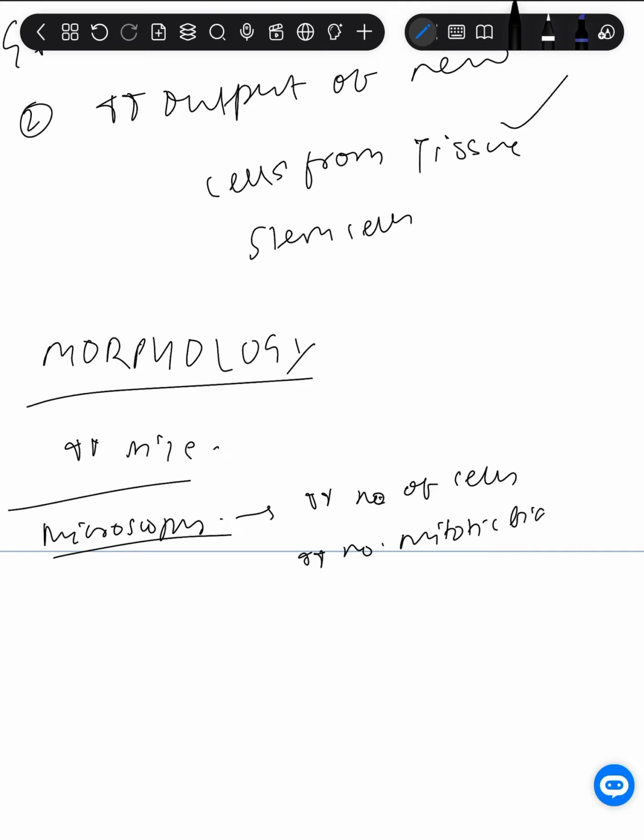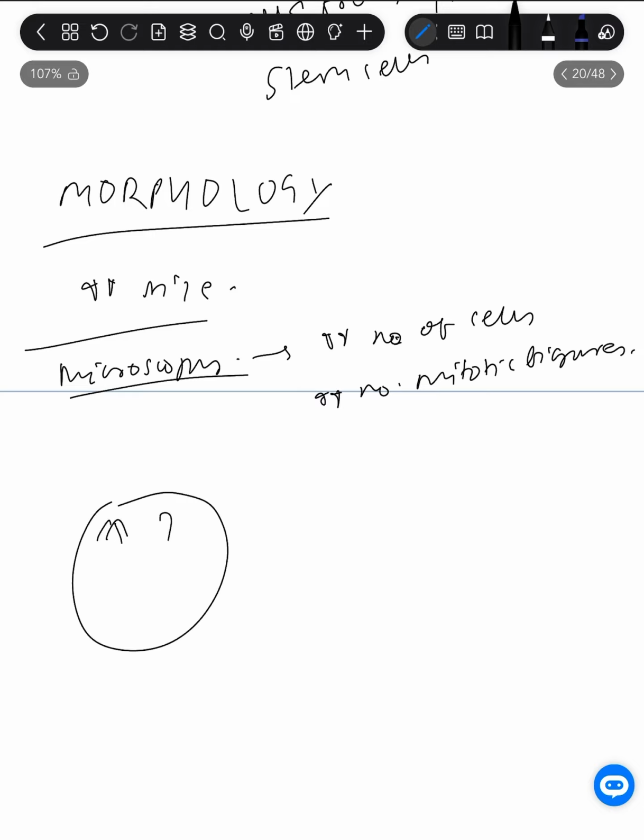When I was telling you anaplasia, I told you one thing: there are abnormal mitotic figures. Do you remember what I told you then? There will be multipolar spindles. But here, mind you, this is not abnormal. Normal only.